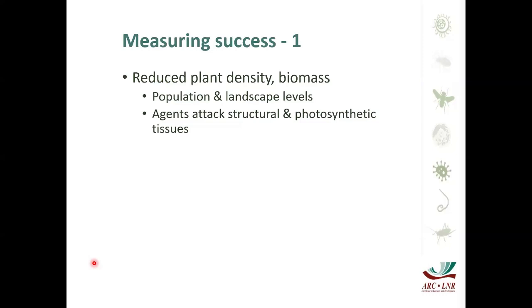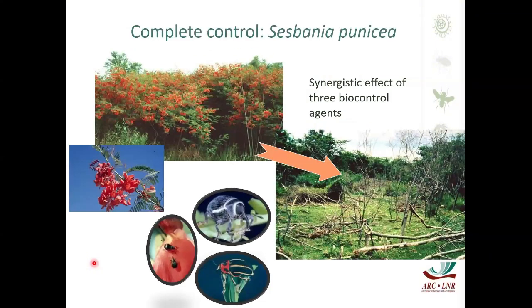We want to know whether the plant density and biomass has reduced on a population landscape level. And we have very successful programs such as the Hakea, and this was a synergistic effect of using three biocontrol agents on pods and stems, and those really did an outstanding job of reducing the target weed to a much lower level where it's no longer problematic.